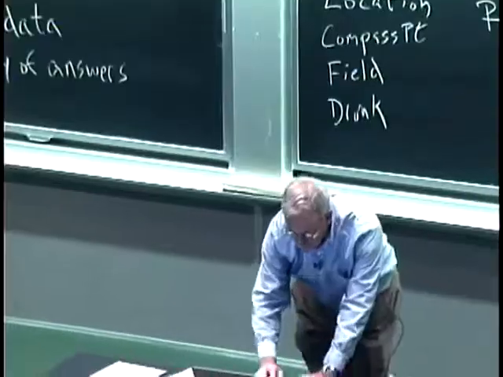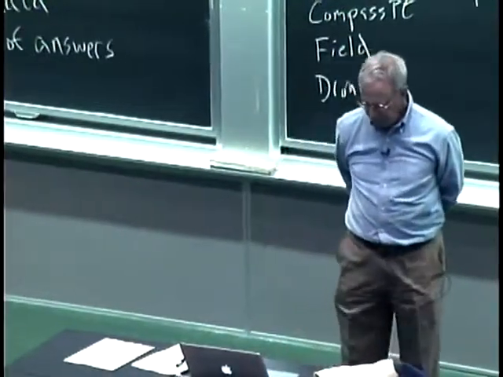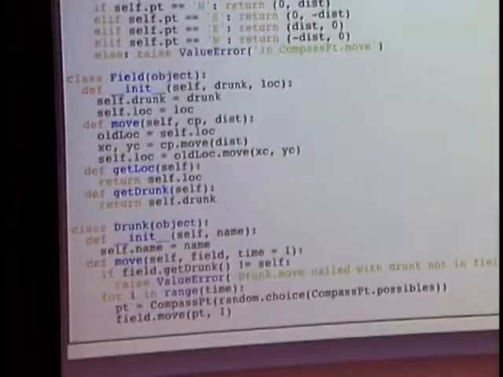All right, let's move on and look at field. So field, it's got an init. It takes a self, a drunk, and a location, and puts the drunk in the field at that location. It can move. So let's look at what happens when we try and move self in some direction, in some distance. We say the old location is the current location. And then xc and yc, think of that as x change and y change, get cp dot move of dist.